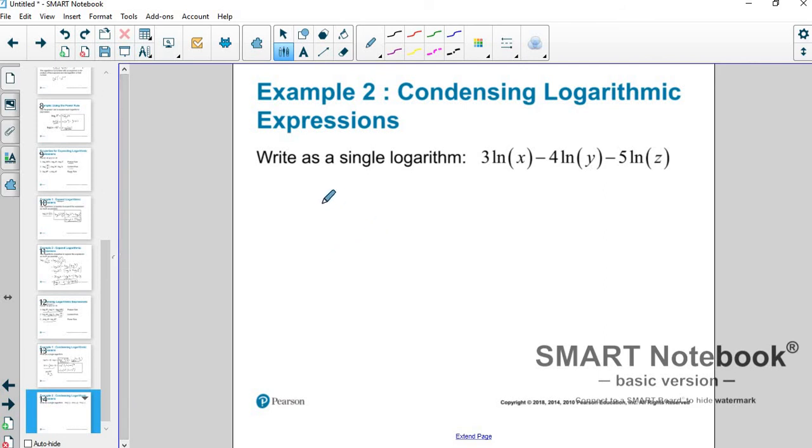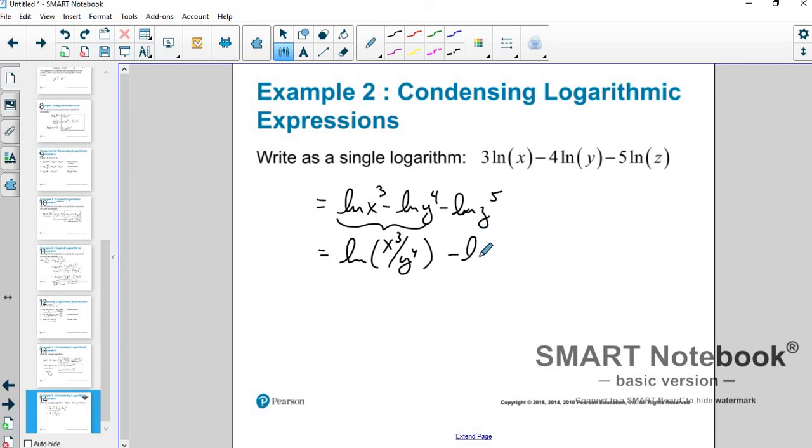Okay, so to write this as a single logarithm, we're going to do what? We're going to raise x to the 3rd power and y to the 4th power and z to the 5th power. And now we combine these two guys using the quotient rule. We get the natural log of x to the 3rd over y to the 4th. And then we're supposed to also do a quotient here. So if we do a quotient here, notice the algebra. We get x to the 3rd over y to the 4th all over z to the 5th.